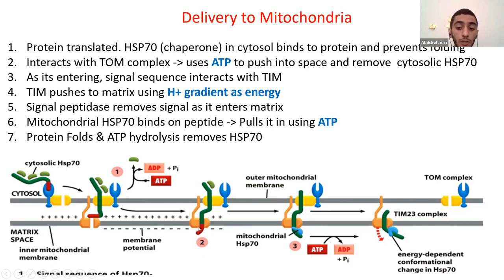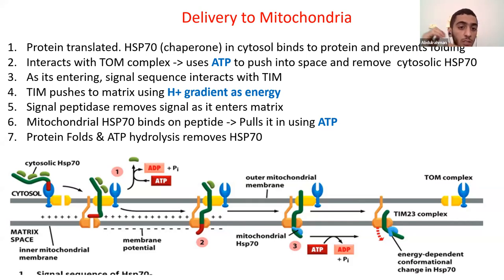Now, as it's pushed into the inner membrane, there's gonna be a signal peptidase that's gonna cut off the signal because it just entered the mitochondria. So we cut off the signal, and then mitochondrial HSP 70, which is basically another chaperone for the mitochondria, is gonna bind on the protein as it's being pushed through the TIM. It pulls it in, and how does it do that? Using ATP. And then this chaperone this time allows for the folding of the protein. And once it's folded, it's gonna be functional.